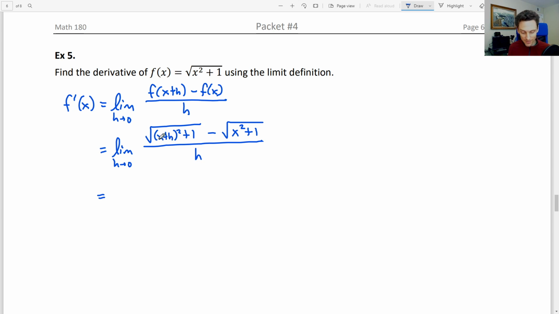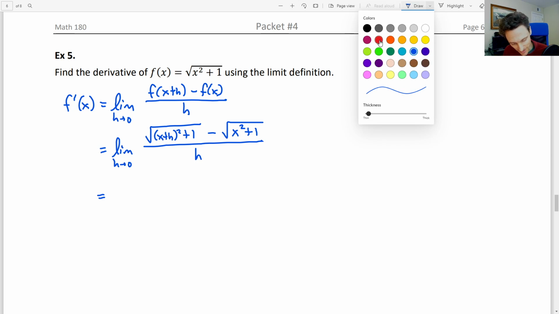Now, once again, we don't have a factor of h to cancel on the bottom, so we're going to have to do some algebra work to figure this out. When you see the radical, what do you think about as one possible algebraic strategy? If you said conjugate, yeah, let's give it a try.